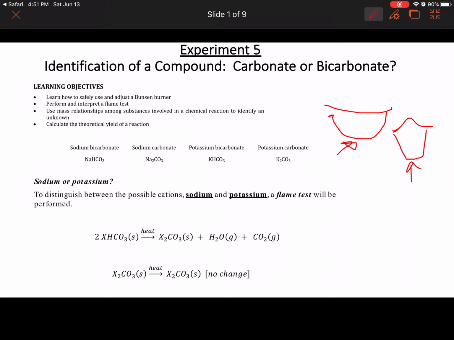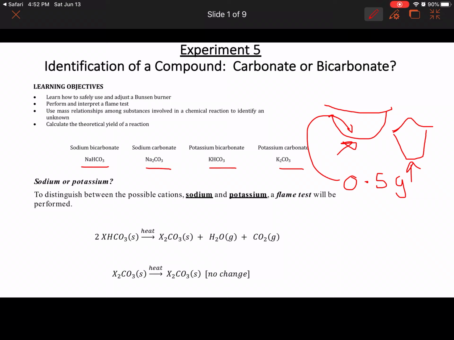And then you take your unknown, it could be the bicarbonate, carbonate, potassium or sodium, and you take about 0.5 grams. Maybe first you can weigh it on a weighing boat, and then you transfer this 0.5 gram of your unknown into the evaporating dish, and you're going to get the mass again. That's going to be your data B, meaning your unknown compound and then the evaporating dish and the watch glass.